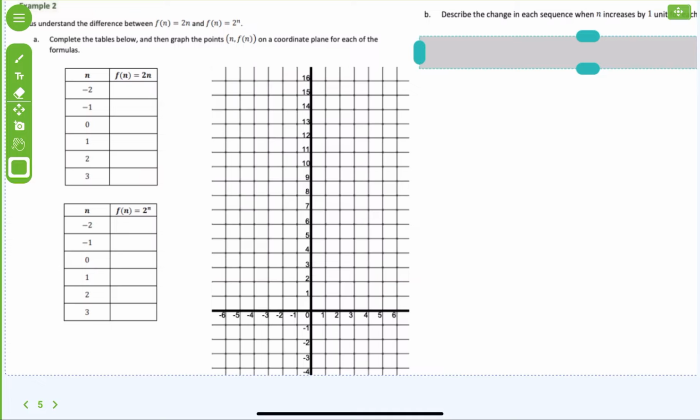This should be pretty easy. Negative 2 times 2 is negative 4. Negative 1 times 2 is negative 2. 0, 2, 4, and 6. Hopefully we took n, plugged it in here, so we just doubled it. Same thing here. We're going to take n, plug it in here.